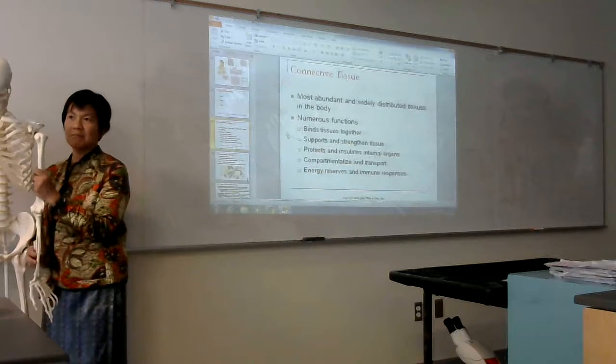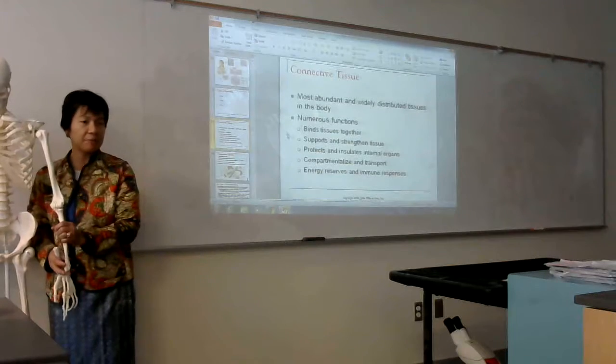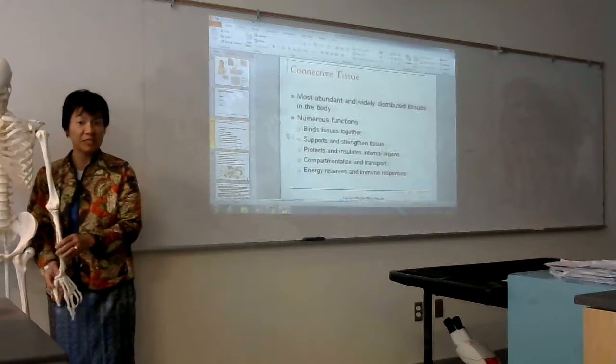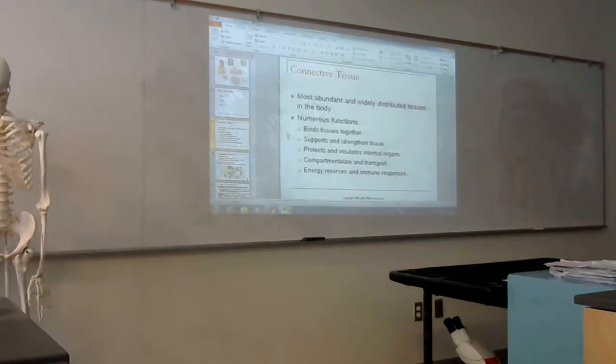If I say, what's the basic tissue type of your rhomboids? Some people will write nervous tissue because they forget that it's muscle. So you have to know your anatomy. Okay? So this is the most abundant basic tissue type. Connective.